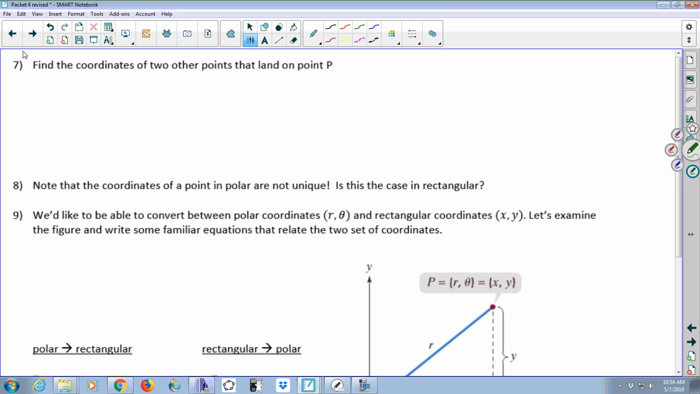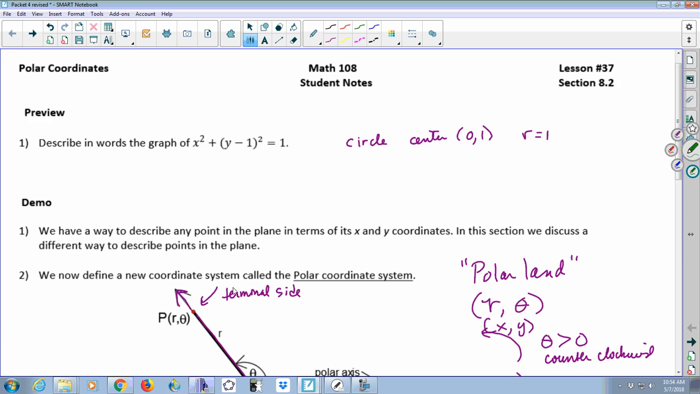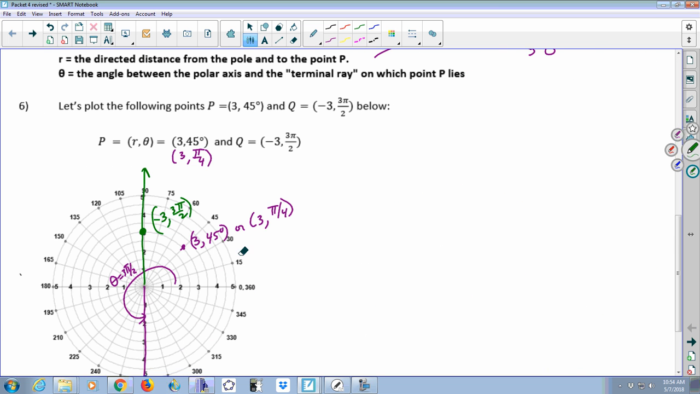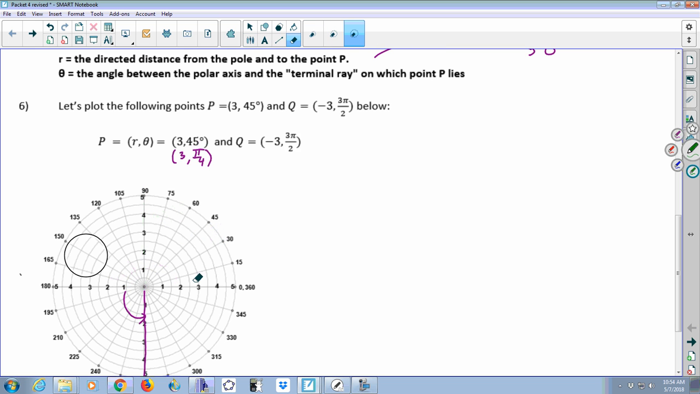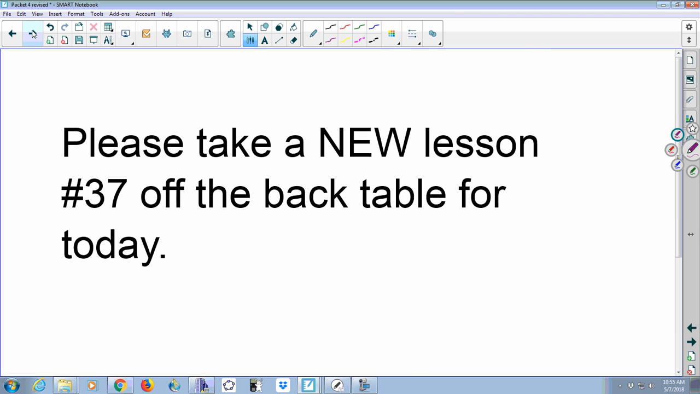So let's take a look at this original point P we had here, which was at (3, 45 degrees) or (3, pi over 4). So I'm going to mark this again. Let's do a nice color. Here's (3, 45 degrees). The next thing that we're asked to do is to find 2 other ways to land on this point here. That's what number 7 asks you to do, right?